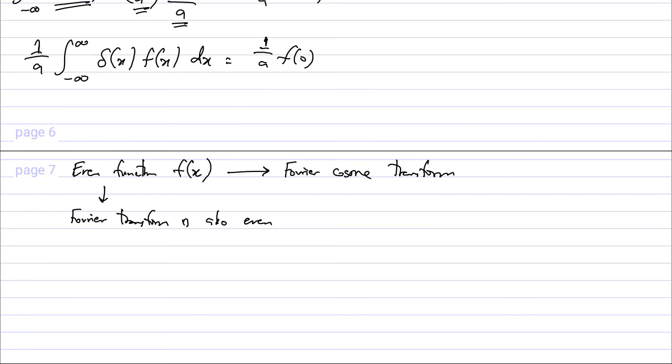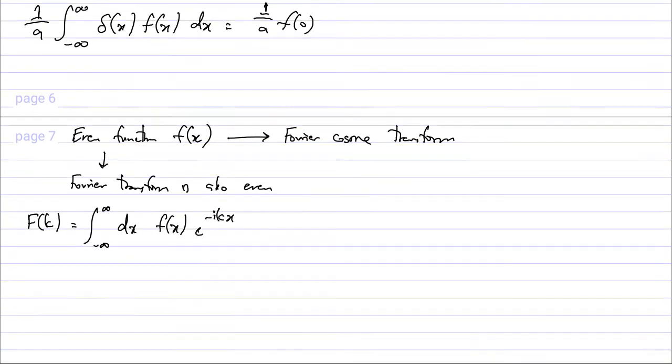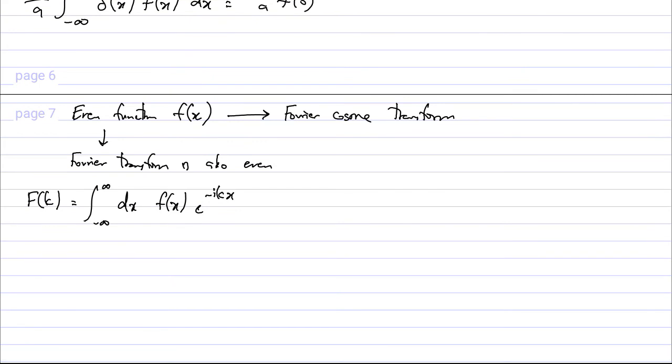Okay, so let's see what happens there. The Fourier transform is given by the integral from minus infinity to plus infinity dx f of x e raised to the power minus i kx, in the convention that I am following. And then you can write this as the integral from minus infinity to infinity dx f of x cosine of kx minus i sine kx.